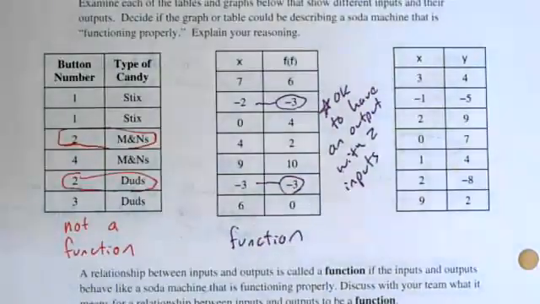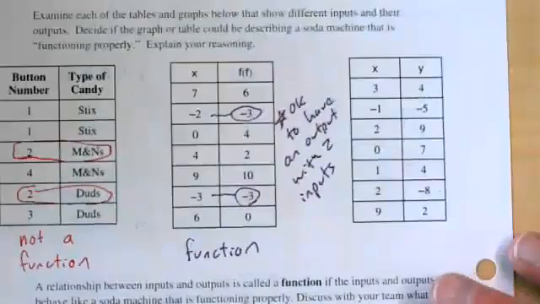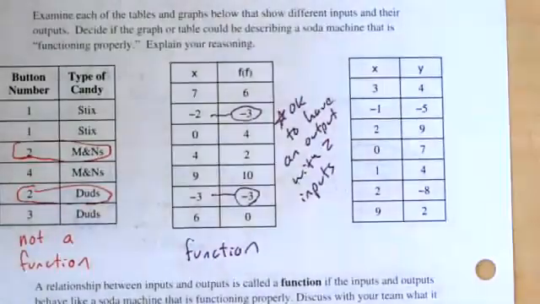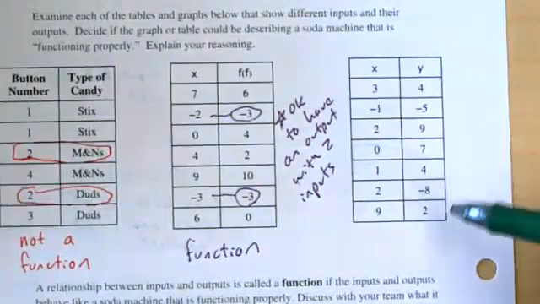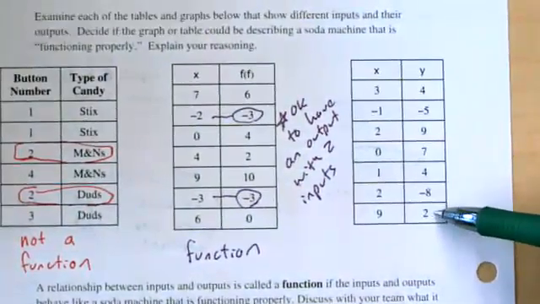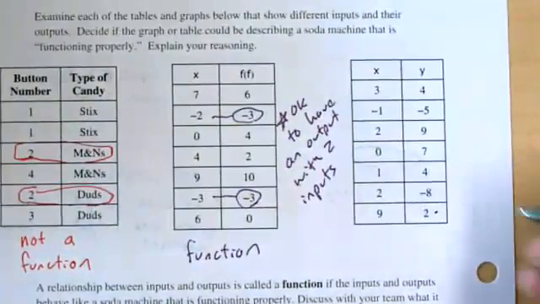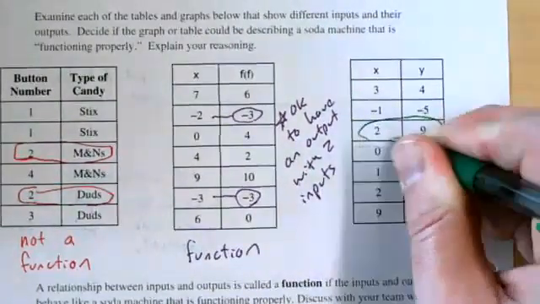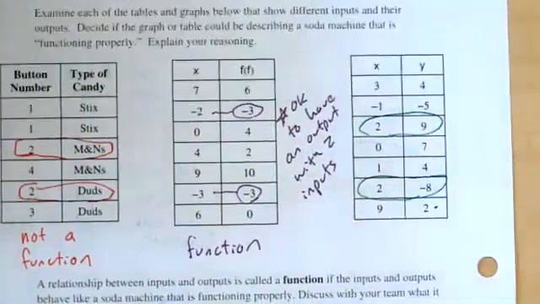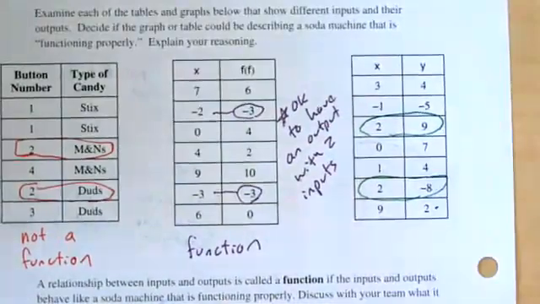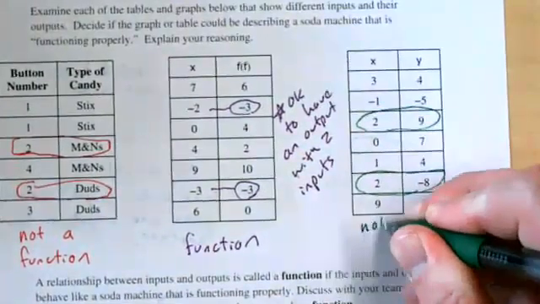All right, how about the last one? Any issues you're seeing here on the last one? What are you seeing? Are you looking at the input of 2 or an output of 2? The output of 2. I only see one output of 2. The input of 2. Okay. Yeah, I have an input of 2 that sometimes gives me 9 and sometimes gives me -8. That's not consistent, is it? I couldn't predict what I'm going to get if I push that 2 button. Sometimes it's going to give me 9, sometimes -8. So this is not a function.